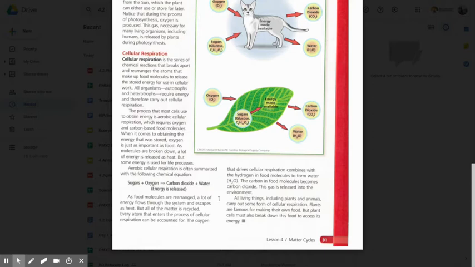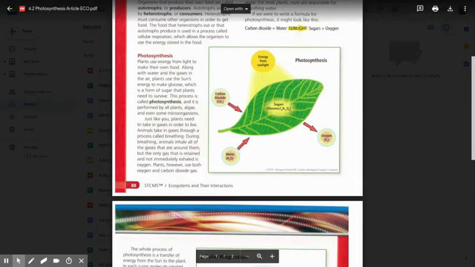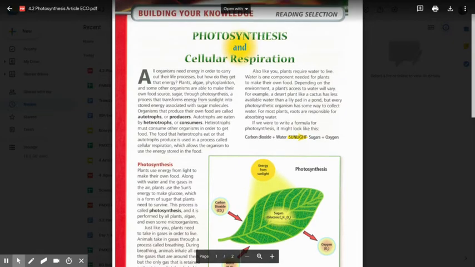All living things, including plants and animals, carry out some form of cellular respiration. Plants are famous for making their own food, but plant cells must also break down the food to access its energy. Once again, that was the article Photosynthesis and Cellular Respiration.